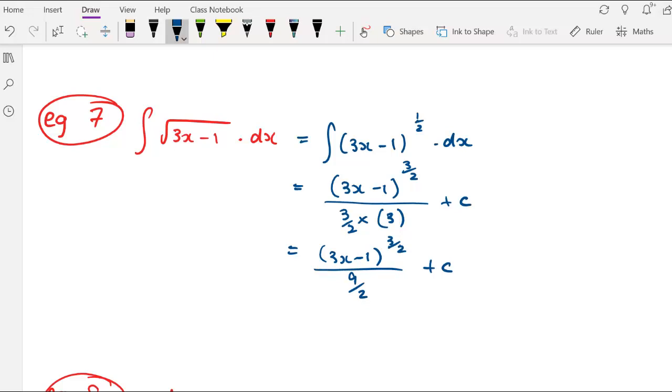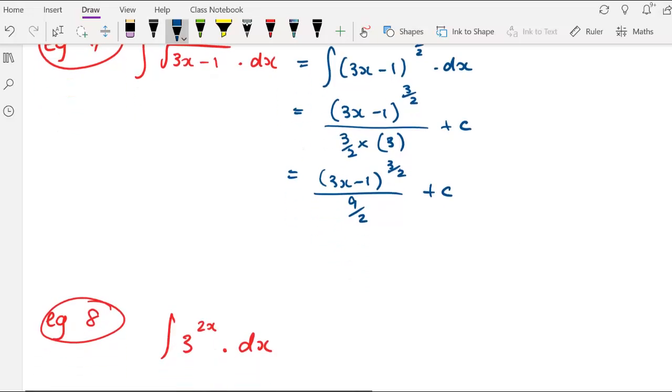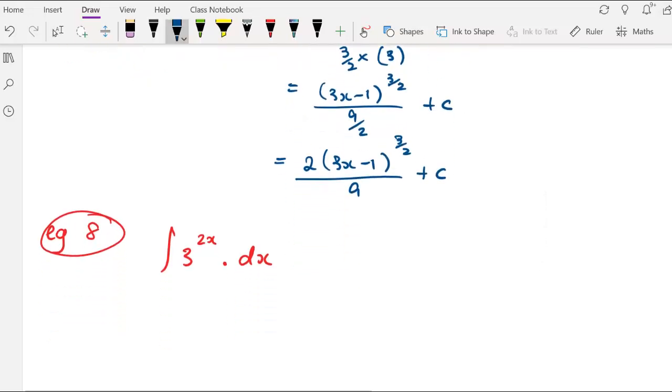Now if we're dividing by a fraction, we're multiplying it by its reciprocal. So we end up with (3x - 1) to the power of 3/2 on 9 plus c. Now if we want to turn that back into its root form, we've got 2 on the bottom, that means square root. So the square root of (3x - 1) to the power of 3, all on 9 plus c.